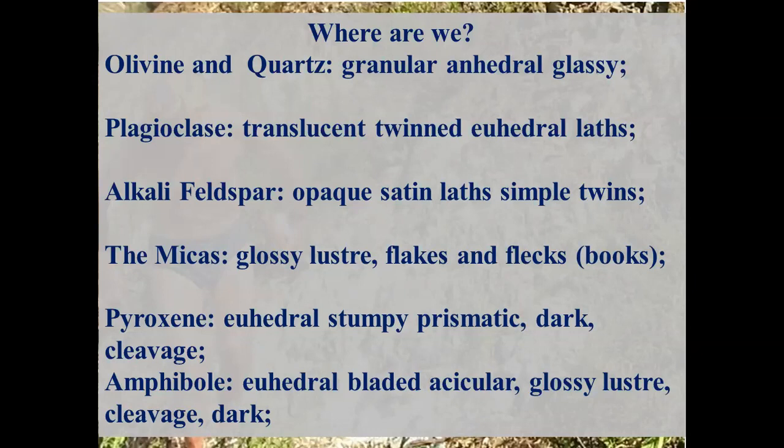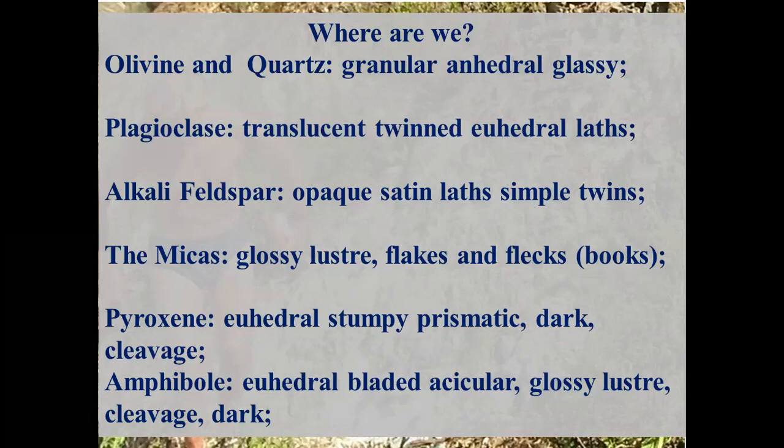Then the micas. The characteristic of the micas is a very glossy luster, what we call plastic or very vitreous, occurring as flakes and little flecks within our specimens, unless we've got a lot of it. And if we have got a lot, it appears like sections of books. You look at a book end on, and the leaves of the book are the individual cleavage flakes of mica.